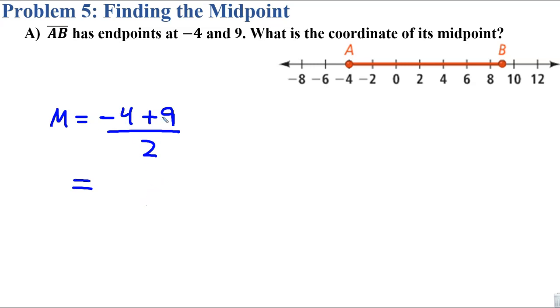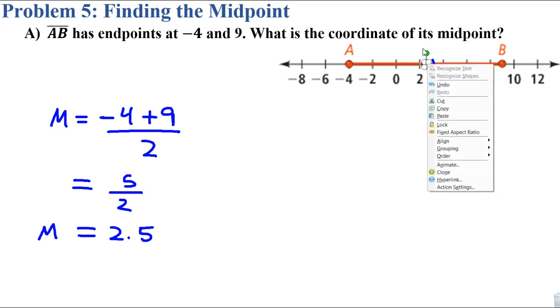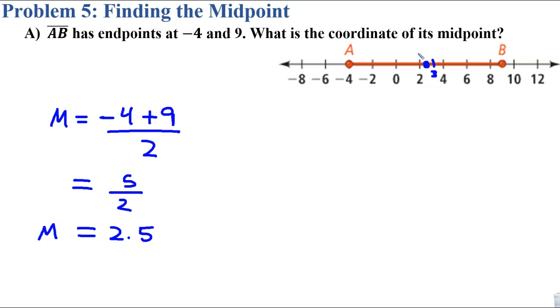So calculating that, -4 plus 9 is 5. So we have 5 divided by 2. And 5 divided by 2 is just 2.5. Okay, not a nice number, but that's okay. So my midpoint M is at coordinate 2.5. And if I go up to my picture and eyeball where that's going to be, here's 3, so 2.5 would be about here. Visually it looks like that checks out. It looks like we found the correct midpoint.